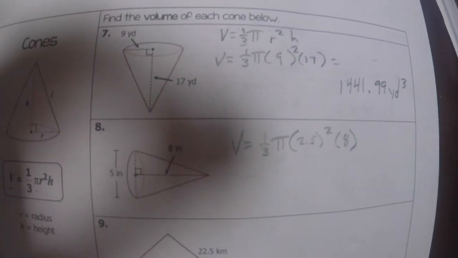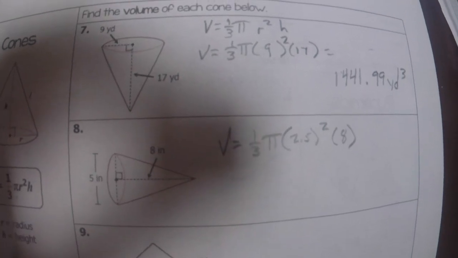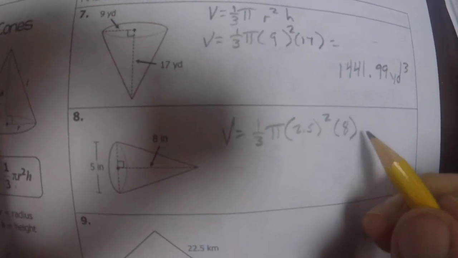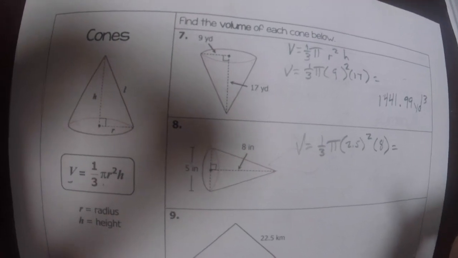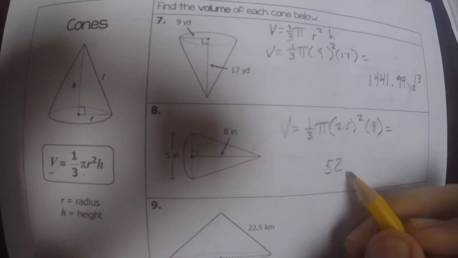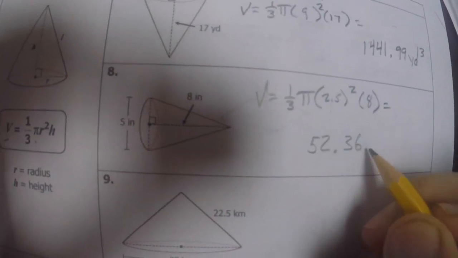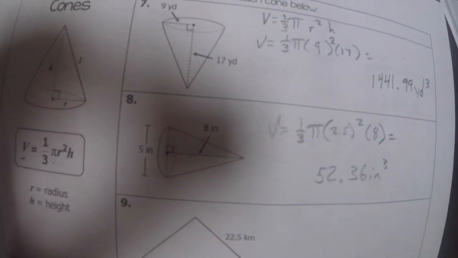Easy enough, right? We did the hard part. Calculator will do the rest. And we get that the volume of this particular cone is going to be 52.36 inches, and we're cubing.